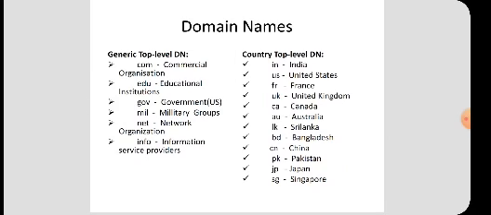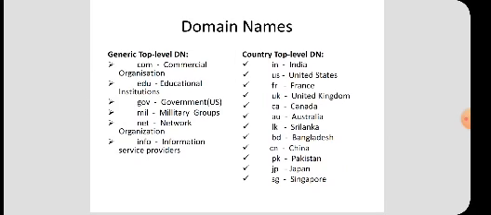Generic top level domains are used for generic purposes, and they are maintained by IANA. COM is commercial organization, EDU educational institution, GOV government, MIL military groups, ORG non-profit organization, NET networking organization, and INFO information service providers. These are the generic top level domain names.